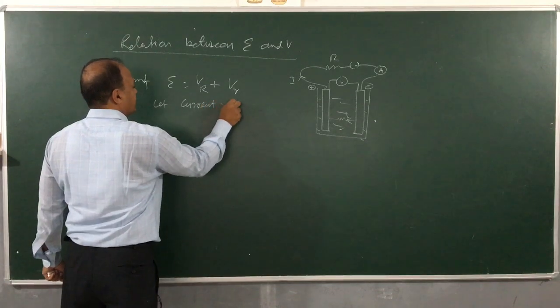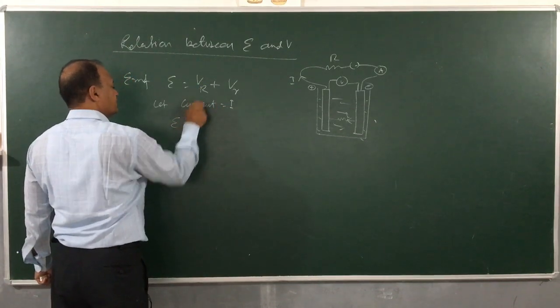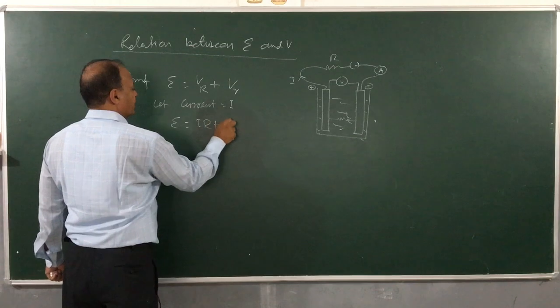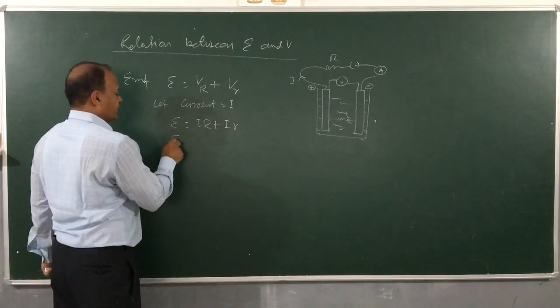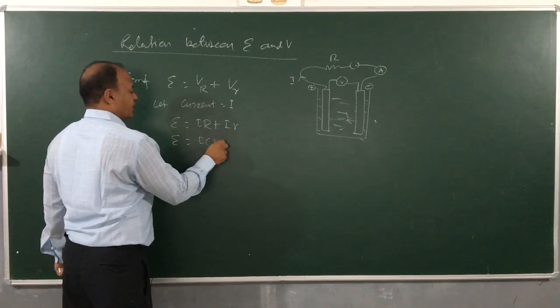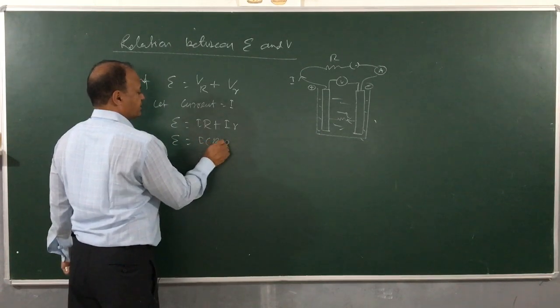So let current be equal to I, then E will be equal to, children, how much? I into capital R plus I into small r. And we can also write this as I into capital R plus small r.